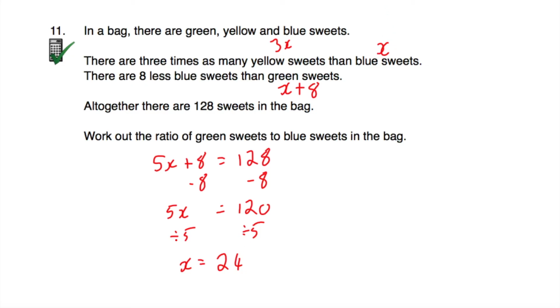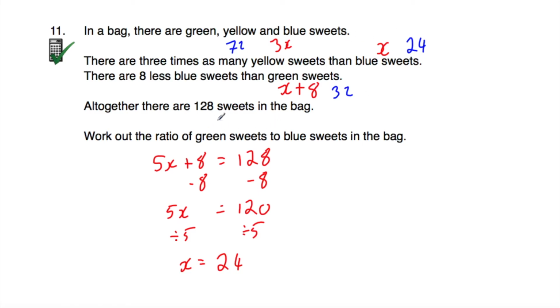So let's just change colour of ink here to blue. That means that there would be 24 blue sweets, because that's x. The number of yellow sweets is 3x, so 3 times 24, and if you do it in your calculator, that's 72. And the number of green sweets is x plus 8, so it's 24 plus 8, which is 32. Let's just check this. 72 plus 32 is 104, plus 24 is 128. So we've found the number of each of the sweets in the bag.